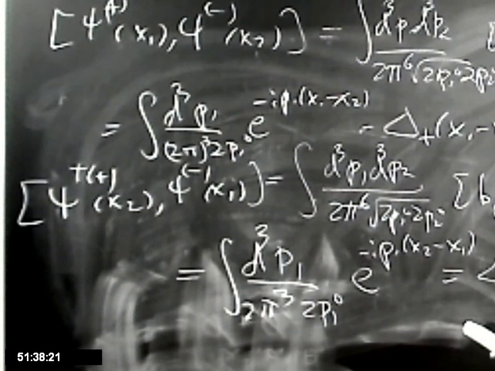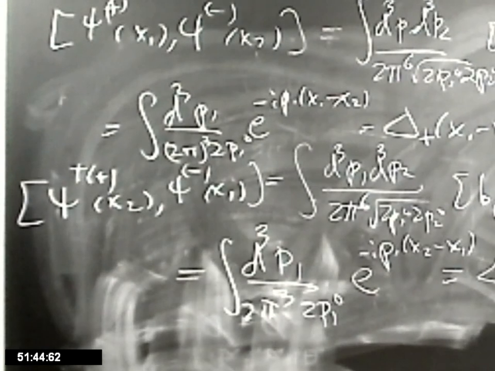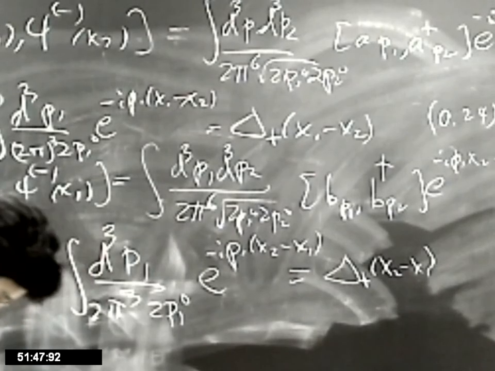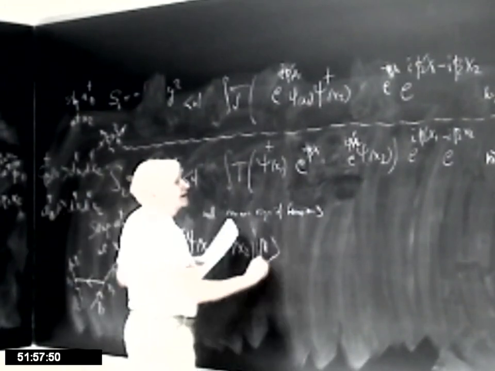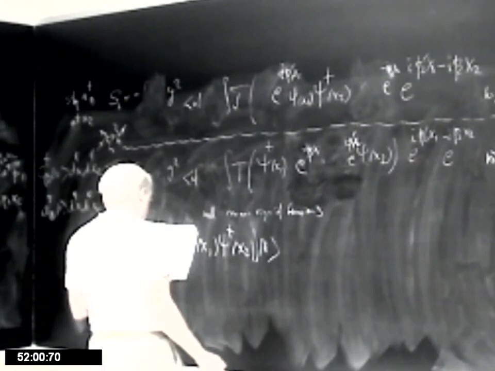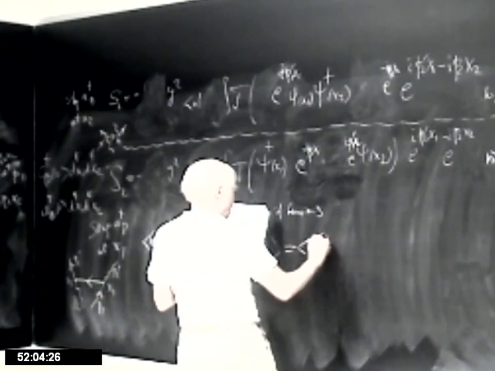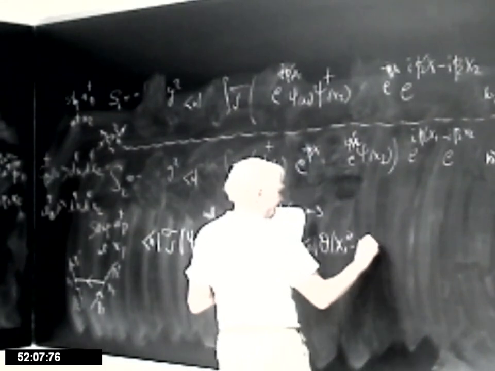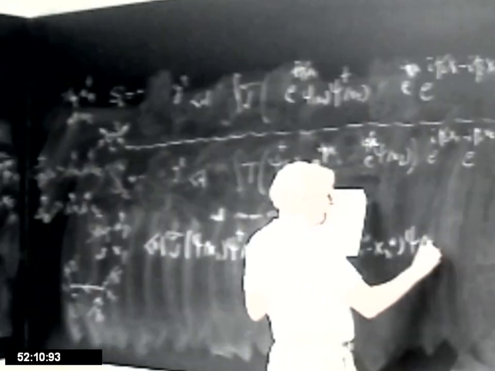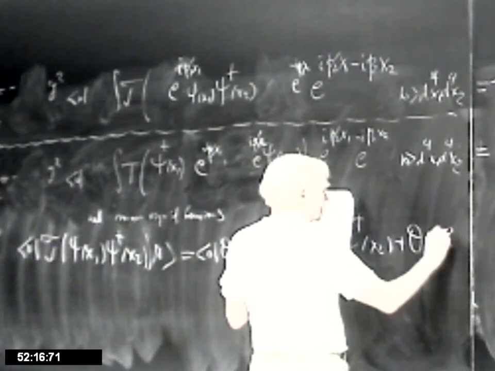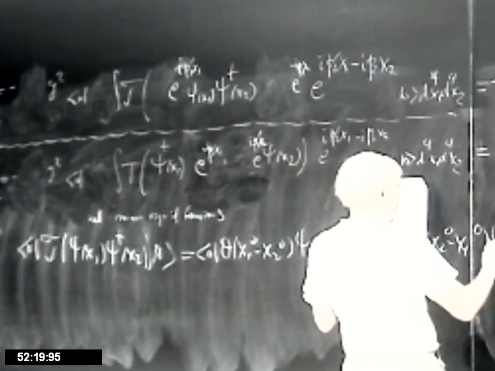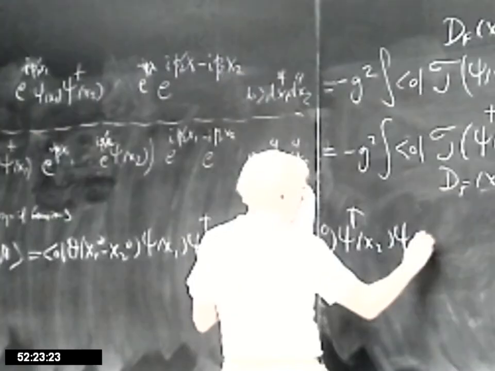So now let's compute these. Well, let me go back over here. Since we've got these, let's figure out what the vacuum time ordered product of psi of x1 psi dagger of x2 is. What appears up there, this is the vacuum of theta of x1^0 minus x2^0 psi of x1 psi dagger x2 plus theta of x2^0 minus x1^0 psi dagger x2 psi x1.